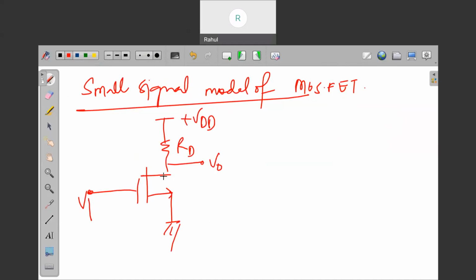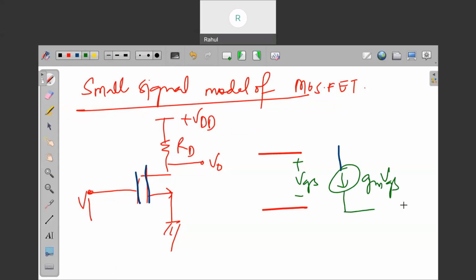So you can draw the small signal of this. How can you draw? As we know, the input resistance will be infinite because of this oxide, so there should not be anything. Here the quantity will be simply small vgs, and here there will be a current, that is gm vgs.